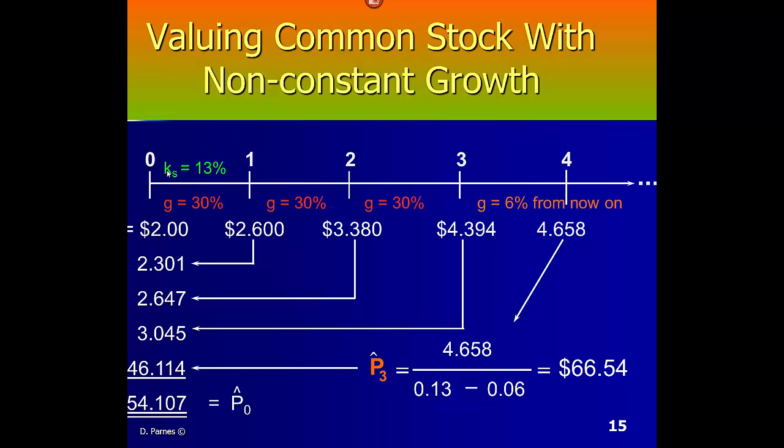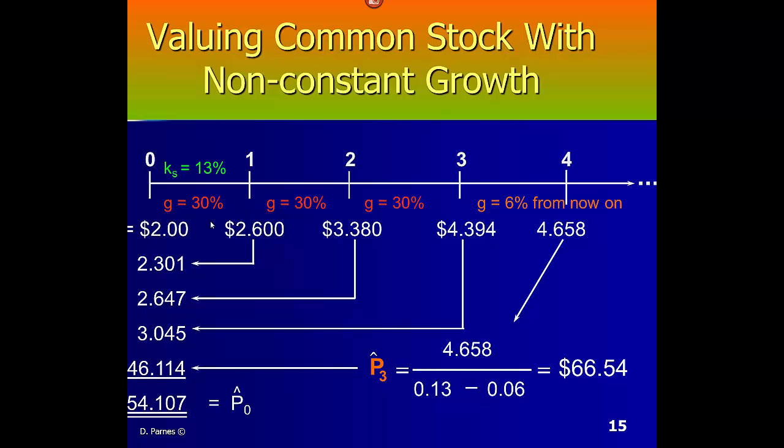With the same KS as before of 13%, and let's start with the same dividend as before, $2. That D0 is your only observable dividend. Let's see how to deal with such a case of non-constant growth rate. Using the growth rates, we need to predict the future dividends first.